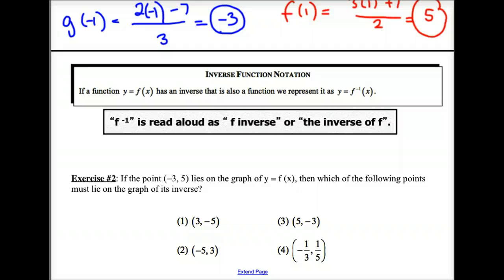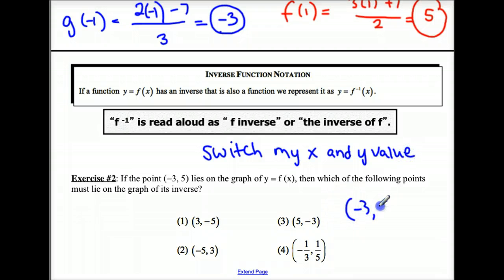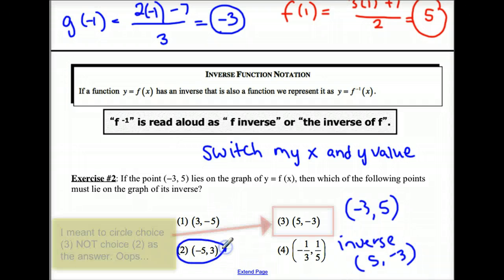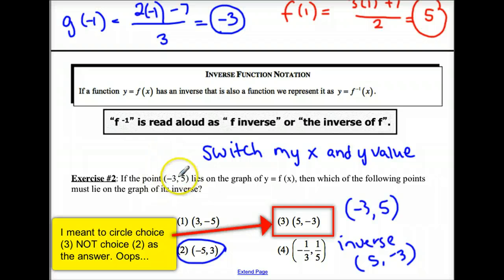So, when you have some kind of coordinate points, and in this case it's (-3, 5), the inverse is when you switch it. So all I'm going to do is switch my x and y value. So I have (-3, 5), and then the inverse becomes, switch them, (5, -3), which is choice 2. So whenever you're dealing with a coordinate pair, all you have to do is switch your x and y value.